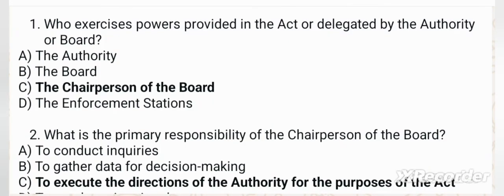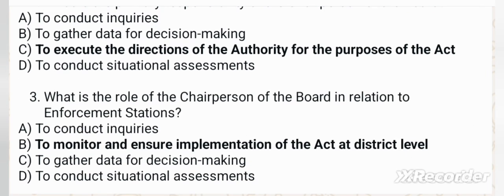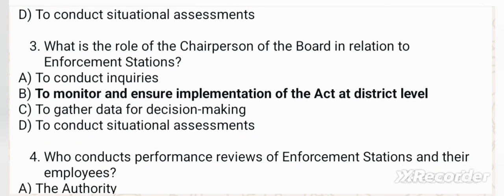powers provided in the act or delegated by the authority or board? The chairperson of the board. What is the primary responsibility of the chairperson of the board? बोर्ड के चेयरपर्सन की प्राइमरी रिस्पांसिबिलिटी क्या है? To execute the directions of the authority for the purposes of the act. What is the role of chairperson of the board in relation to enforcement station? To monitor and ensure implementation of the act at district level.